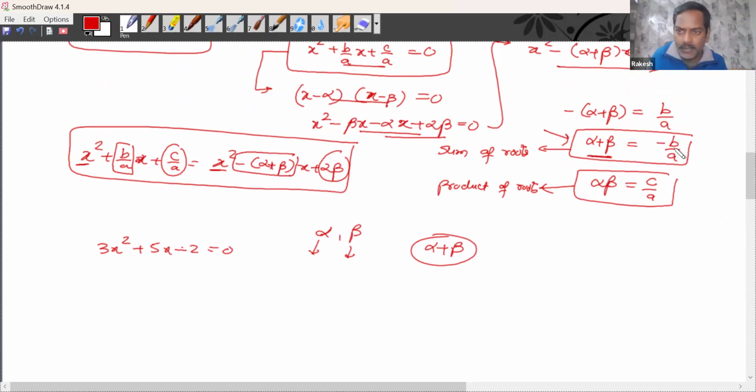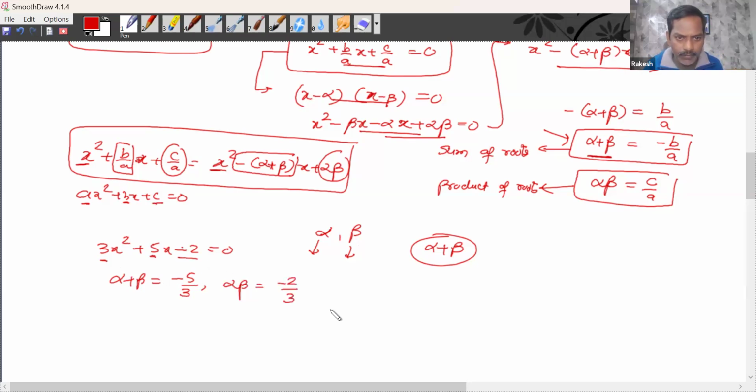Minus b by a. What is b? B is the coefficient of x, right? This equation is nothing but ax square plus bx plus c, right? Both are same, correct? And c is nothing but the constant term. So straight away I can say that the sum of the roots here would be what? Minus b, that means minus 5 by 3. On comparison, I'll be getting this. And the product of the roots would be this, which is minus 2 divided by 3.